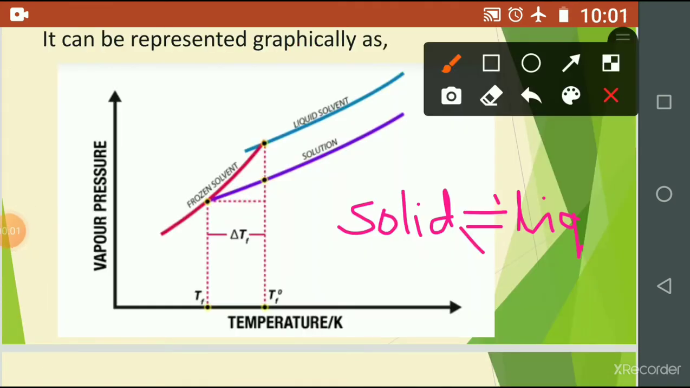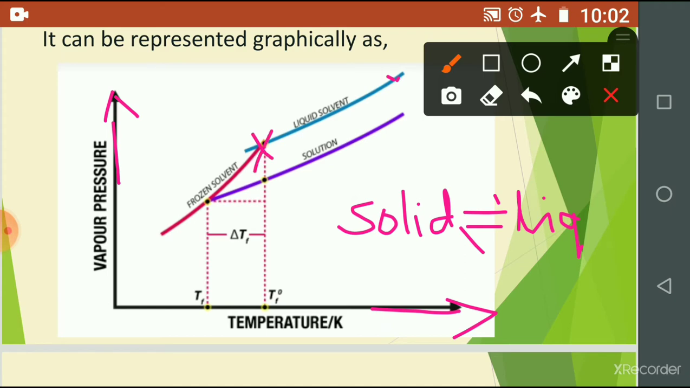One more colligative property is the depression in freezing point. Freezing point is the temperature at which the vapor pressure of a liquid becomes equal to the vapor pressure of its solid form. If we draw the graph with temperature along the x-axis and vapor pressure along the y-axis, then for a liquid, if we go on decreasing the temperature, its vapor pressure decreases and eventually it gets solidified. As we decrease further, the vapor pressure of the solid form still decreases.